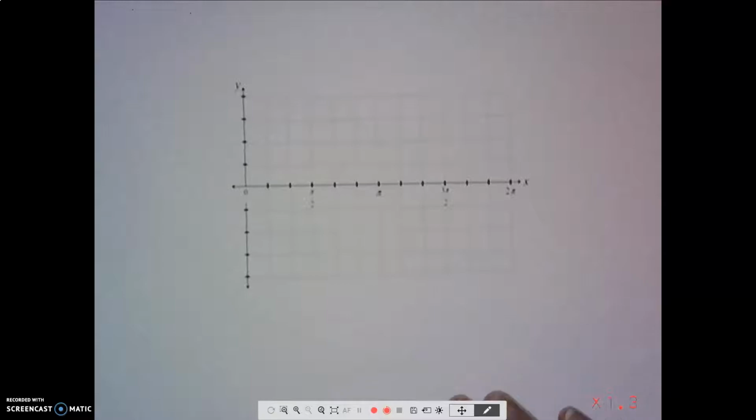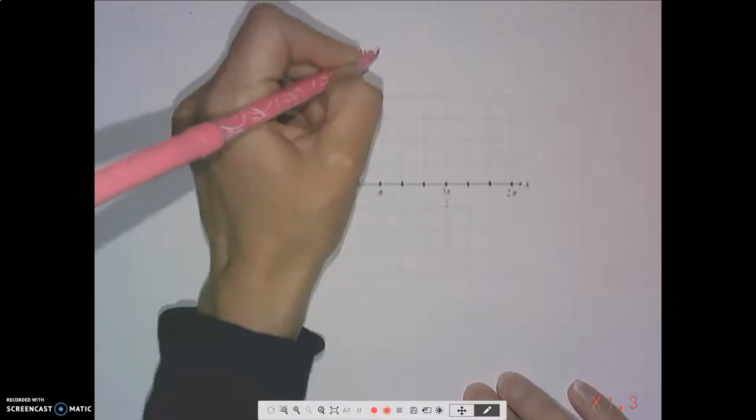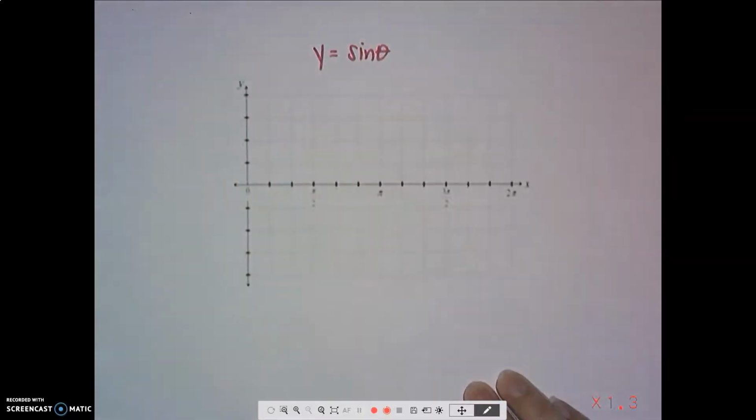And this graph paper I did post on Google Classroom, so if you want to print some of this off to use for your notes, you're more than welcome to as well. So we're going to graph just the basic y equals sine of theta.